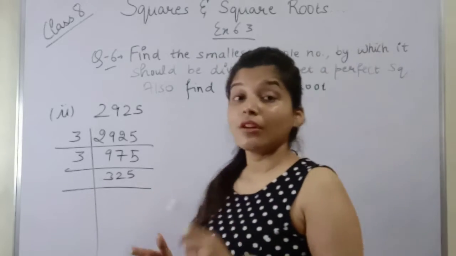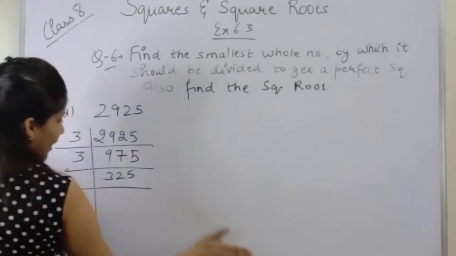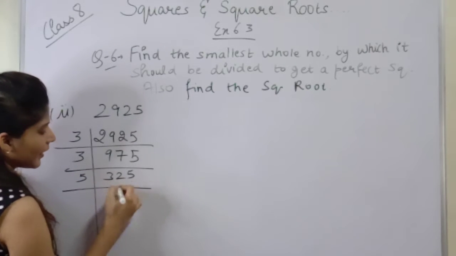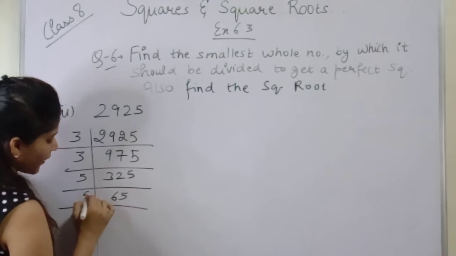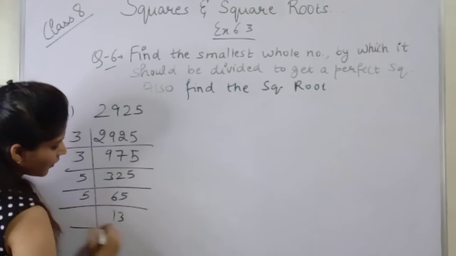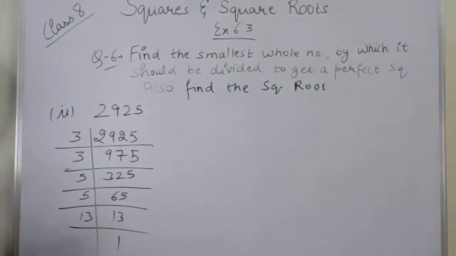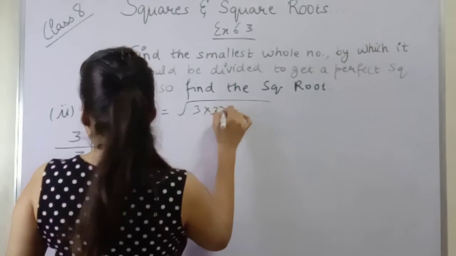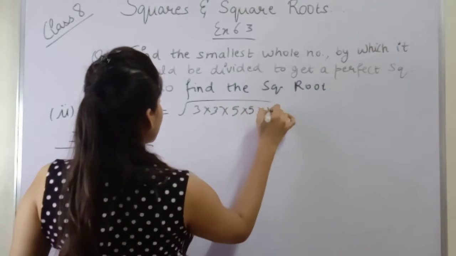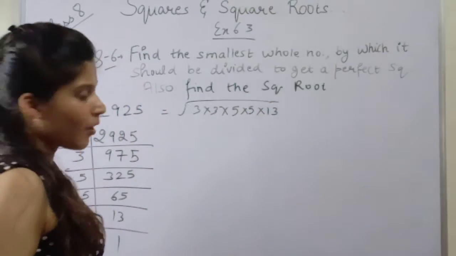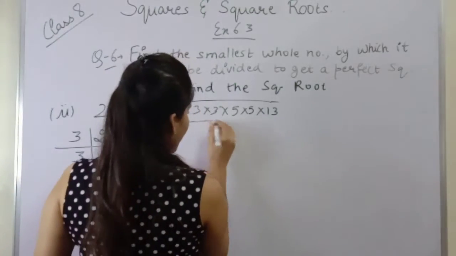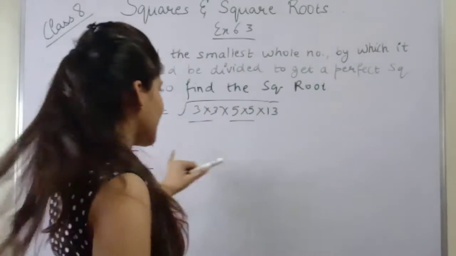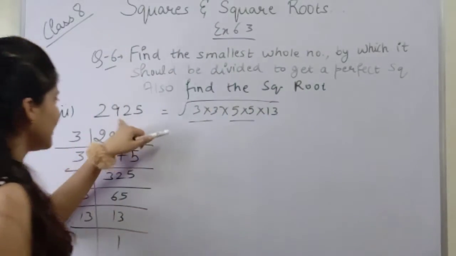So this is a multiple of 5 now, because in the unit place we have 5. So 5 6s are 30 and 5 5s are 25. 5 1s are 5, 5 3s are 15. So we got the factors as 3 into 3 into 5 into 5 into 13. Now as we can see, 3 has a pair, 5 has a pair and 13 is a single term. So it means that we will divide this number by 13.